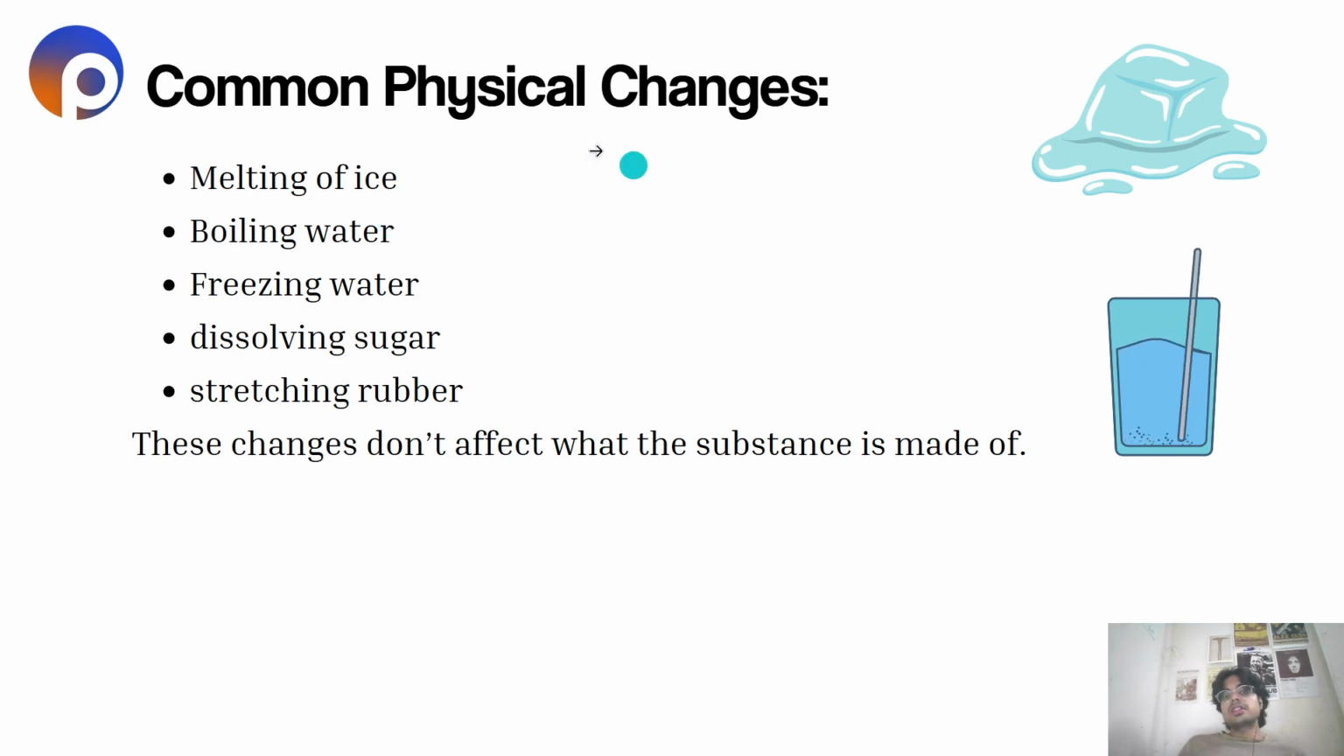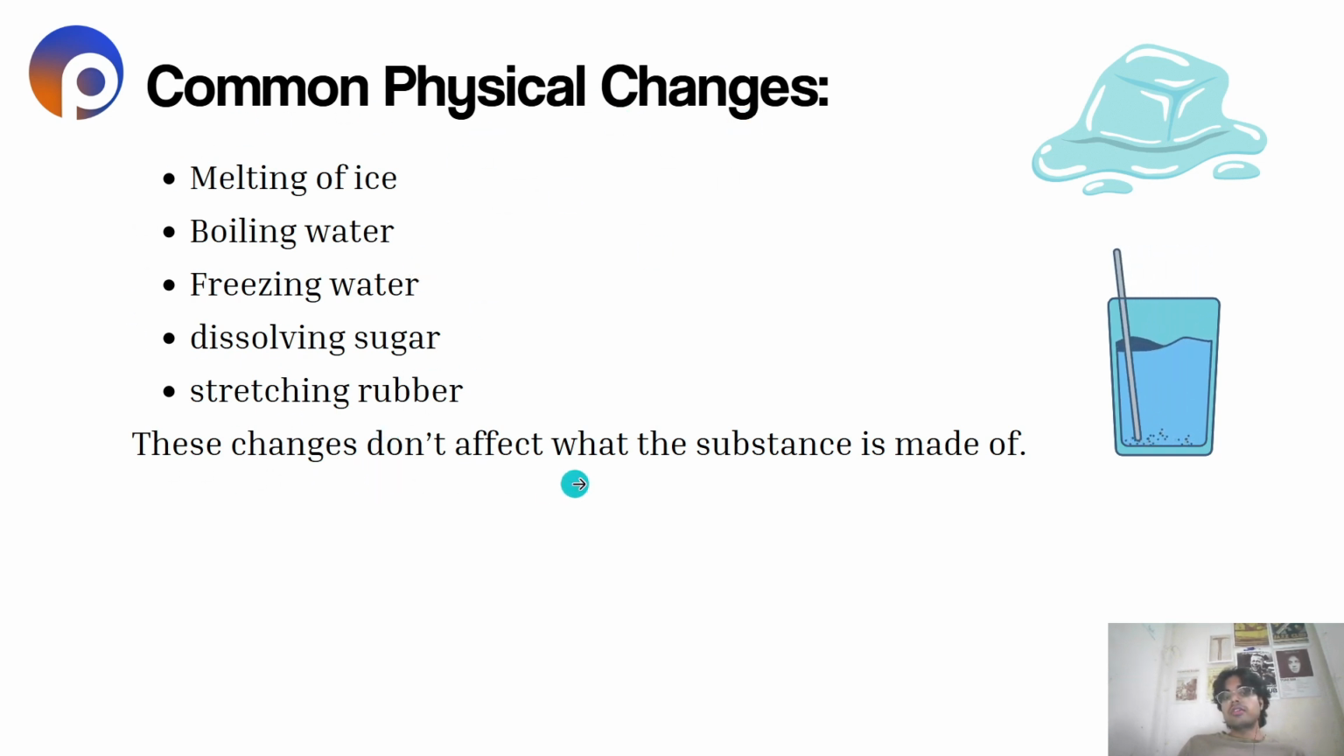Some of the common physical changes are melting of ice, boiling water, freezing water, dissolving sugar, and stretching rubber. All these are physical changes because they are reversible in nature. If we melt ice, it takes the liquid form, but it can be reversed into its ice form by freezing it. Similarly, if we dissolve sugar in water and boil the water, the water will go up in the form of steam, and the sugar will be left behind. Stretching of rubber is similar. So these are all physical changes.